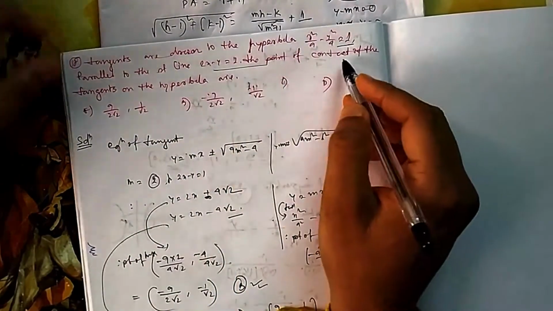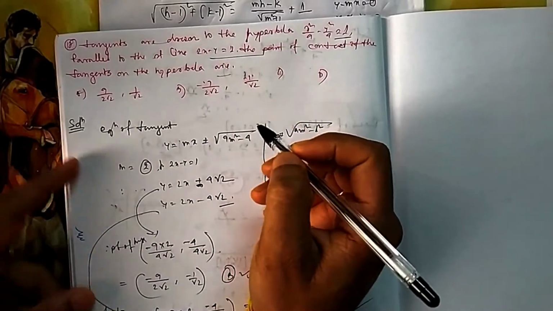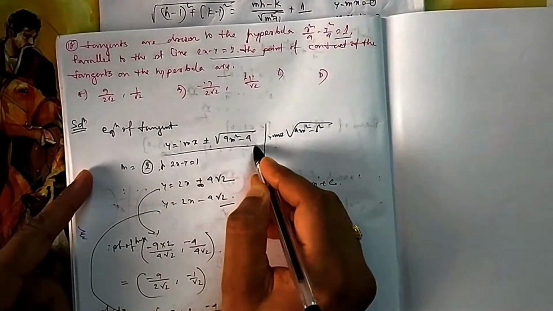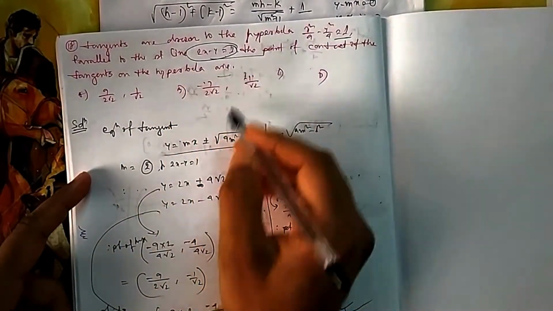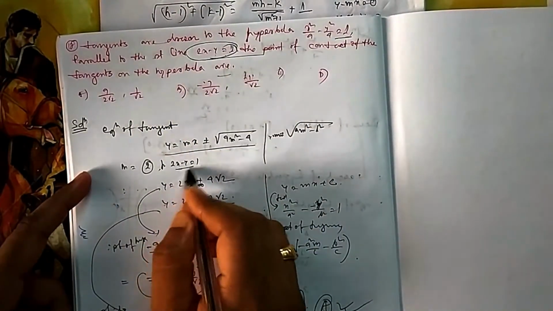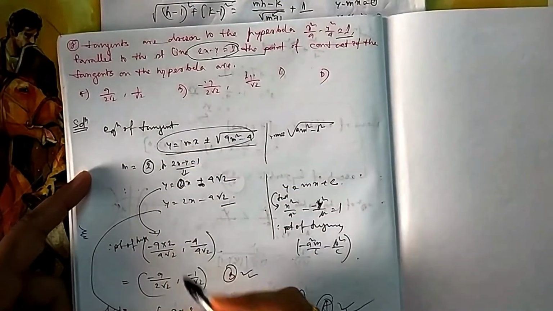Now if you come to the last one, 17, the tangents are drawn to the hyperbola this, parallel to the straight line this, and point of contact of the tangents of the hyperbola. Okay. So again, this is the equation of tangents. And this is parallel to this line. So what is the slope of this line? If you make it in standard form, this one, so slope is this one m. So obviously the slope will be this one m.